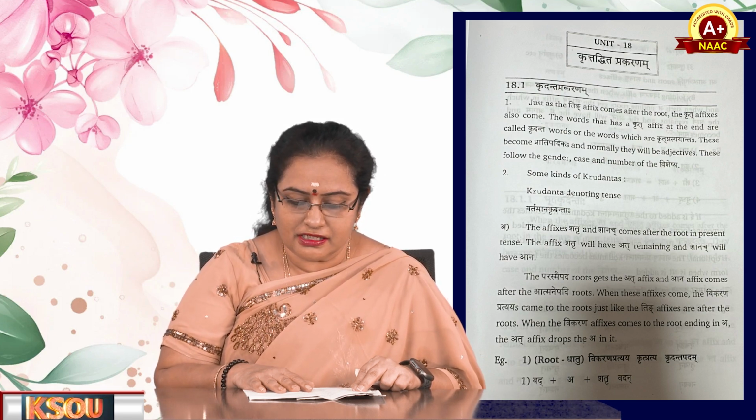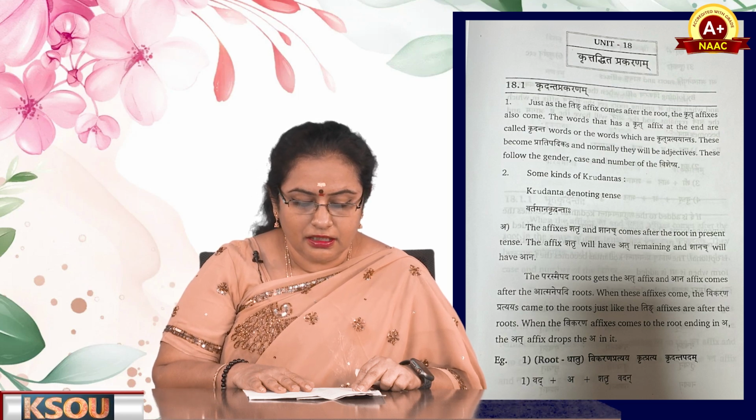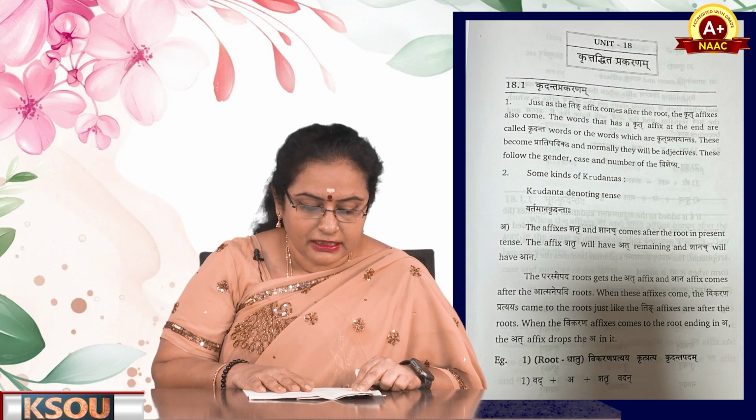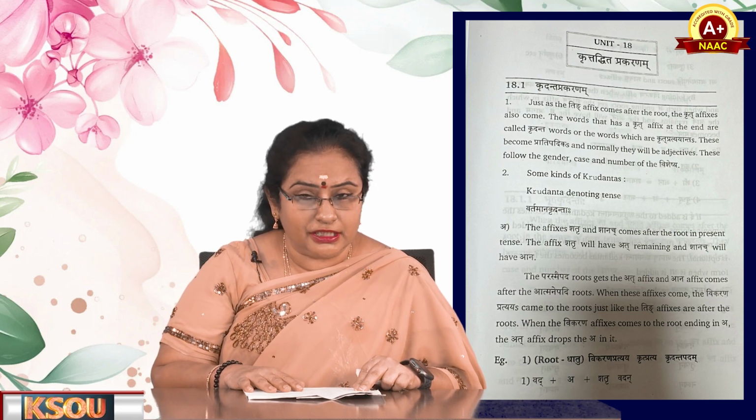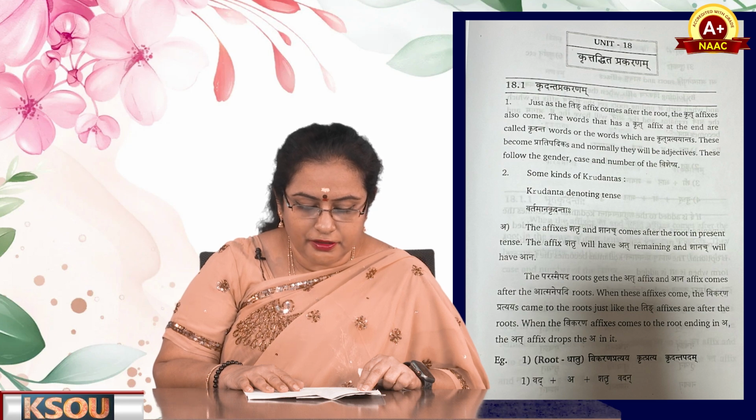Just as the thing affix comes after the root, the krut affixes also come. The words that have a krut affix at the end are called krudanta words or krut pratyayantas. These become pratipadikas and normally they will be adjectives. These follow the gender, case and number of the visheshya. Some kinds of krudantas. Krudanta denoting tense.